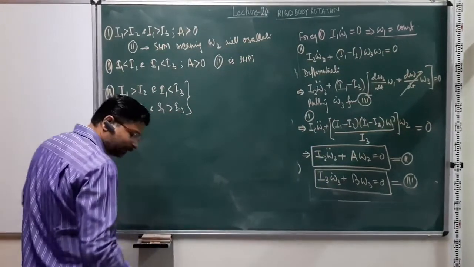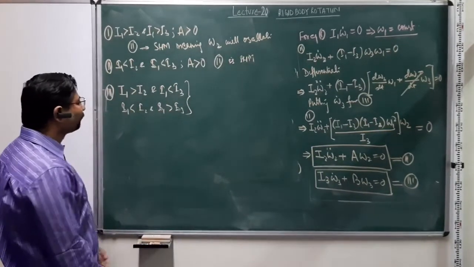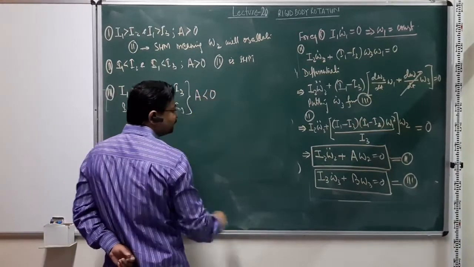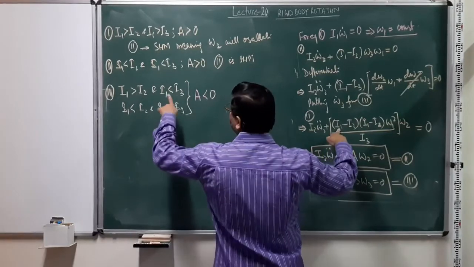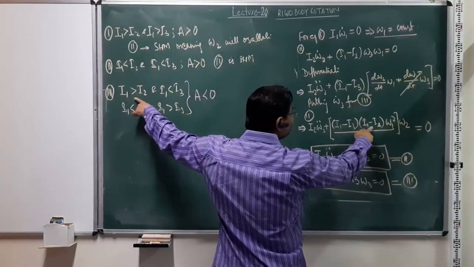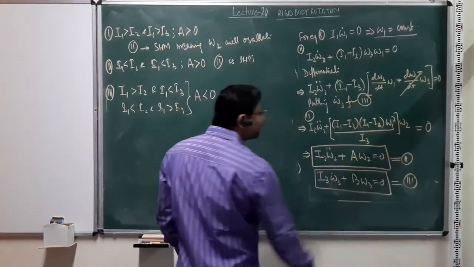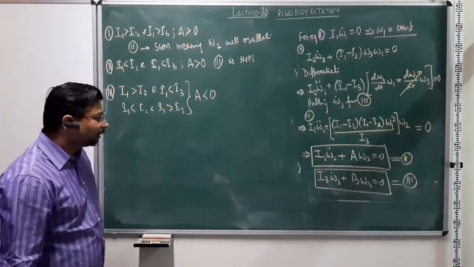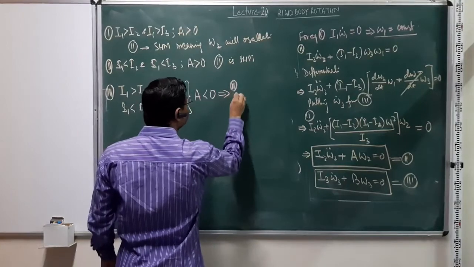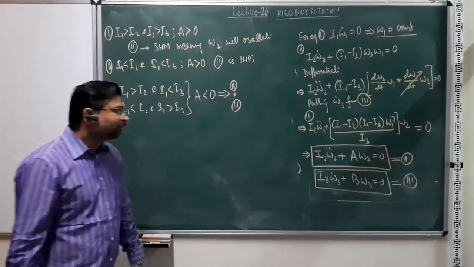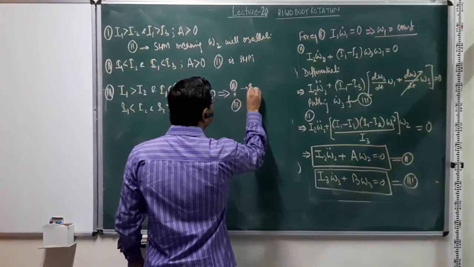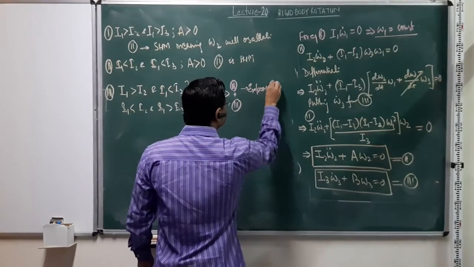If the system is initially in that state, then the value of A is less than 0, because if I1 is less than I3, then this is negative, and if I1 is greater than I2, then this is positive. So the entire term A is negative, less than 0. That means equations 2 and 3 are not equations of simple harmonic motion. Rather, they will have exponential solutions.